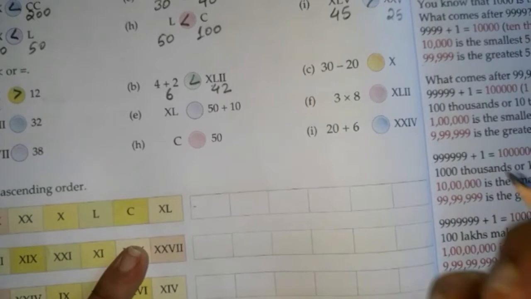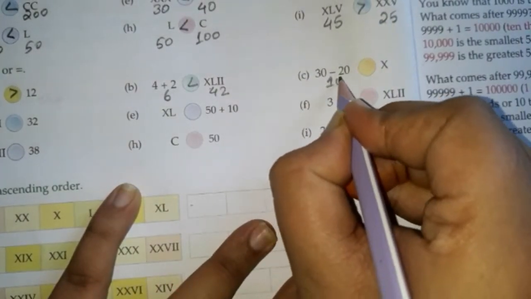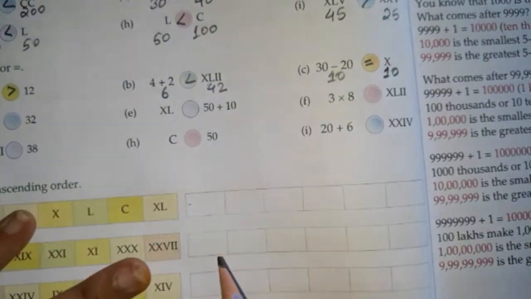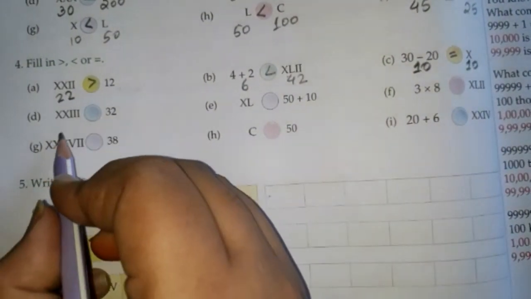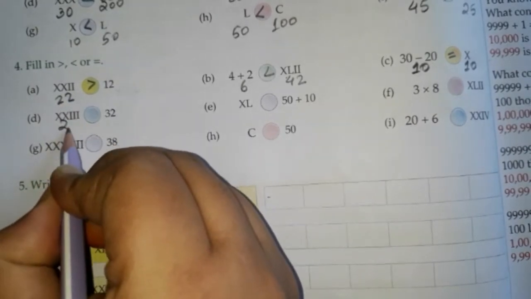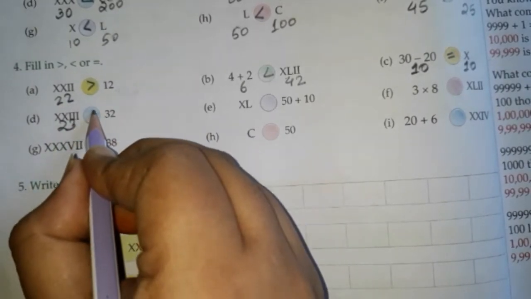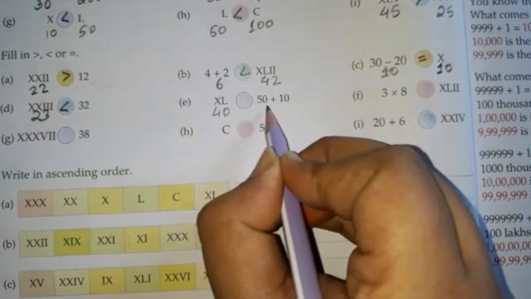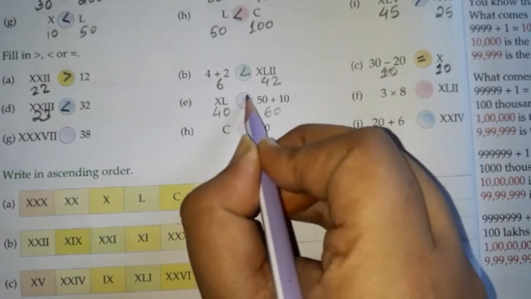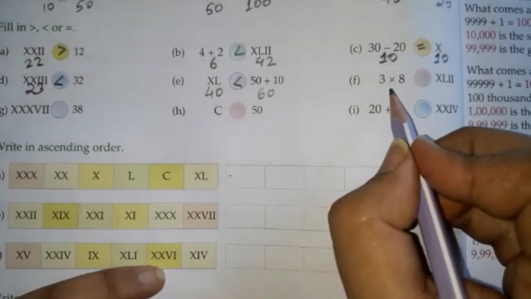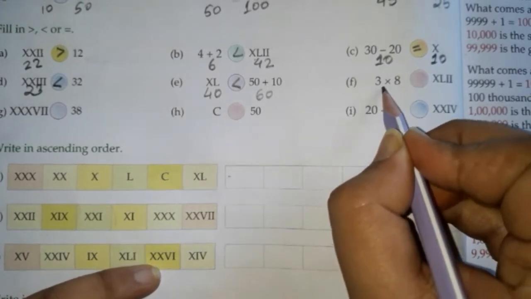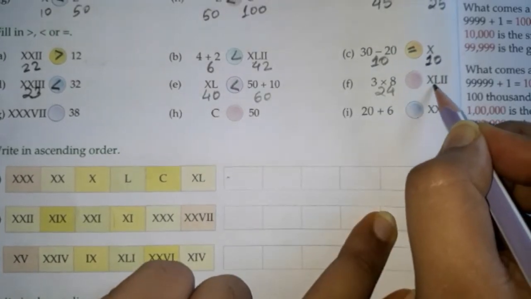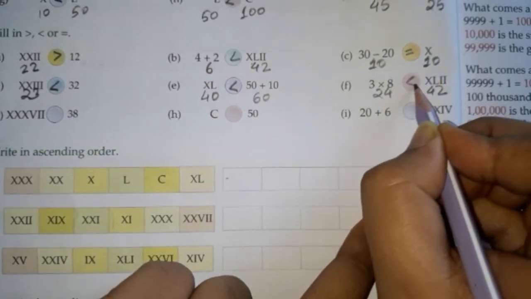42. This 30 minus 20, it is 10, and X also means 10. They are both equal, so we'll put an equal sign here. Here XXII, it means 23, and it is 32. Which one is greater? 32. Here XL, it means 40, and it means 50 plus 10 is 60. Which one is greater? 60. 3 into 8, it is 24, and it is XL means 40, and this 2 means 42. Which one is greater? 42.